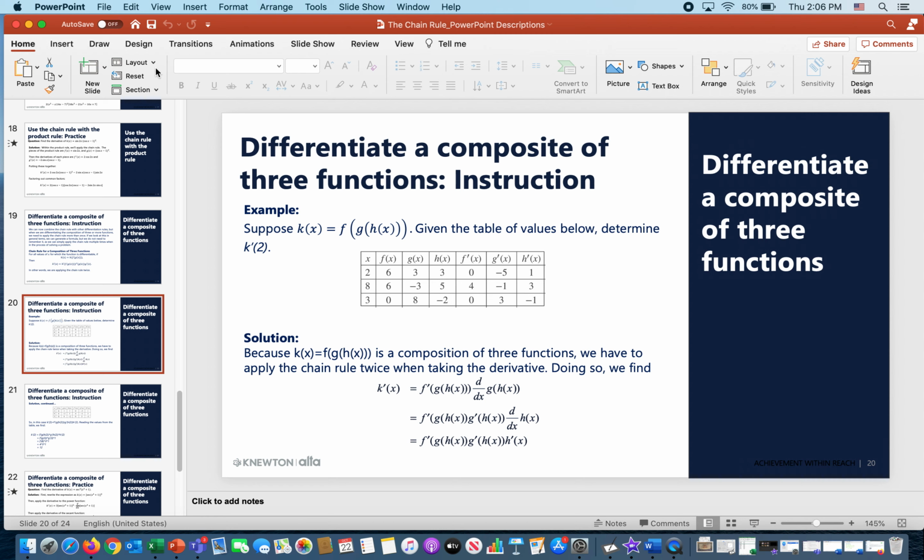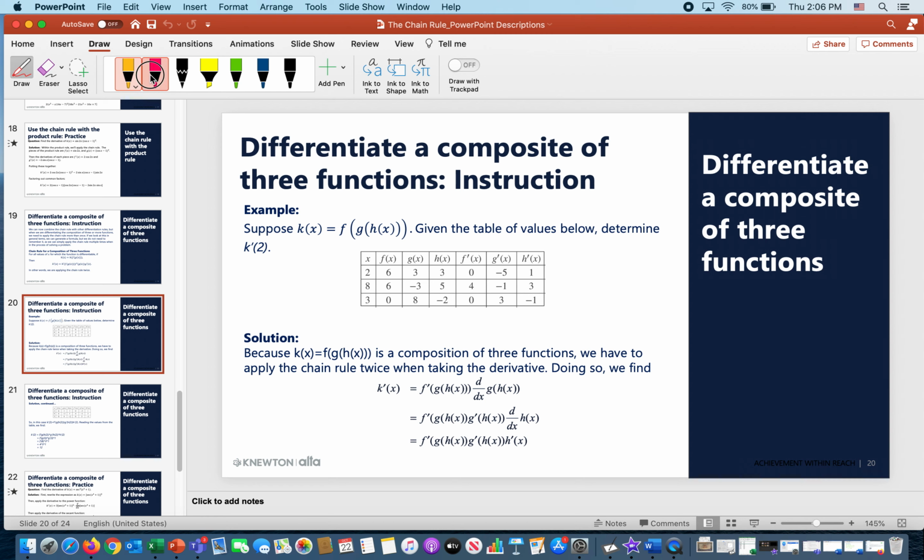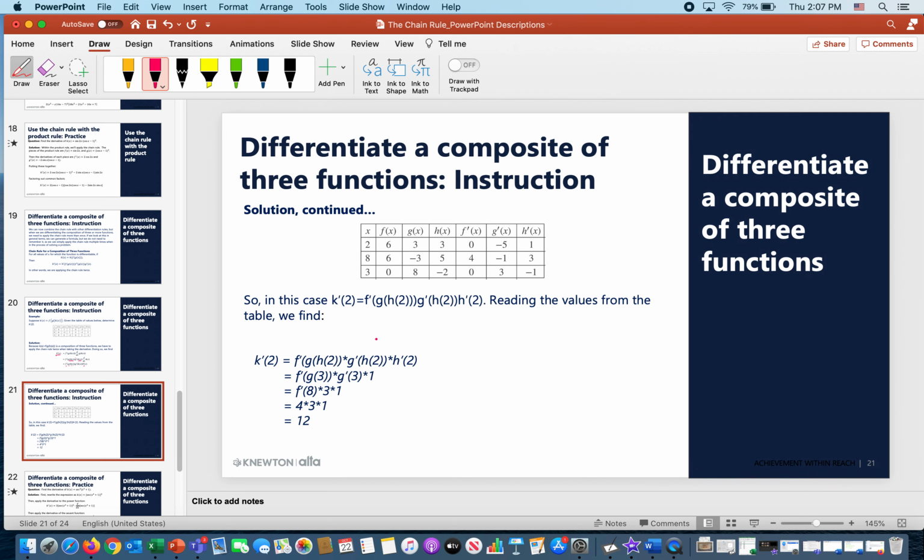So remember, with the chain rule, we're going to take the derivative of the outside and work our way in, okay? So with that in mind, you can see right here, I've got k prime of x, and you'll notice I've got f prime, and then g of h of x, and then g prime h of x, and then h prime of x. So again, I'm taking the derivative and working my way from the outside in. So we're going to use this chart, and we're going to see if we can't figure out how do I take this derivative.